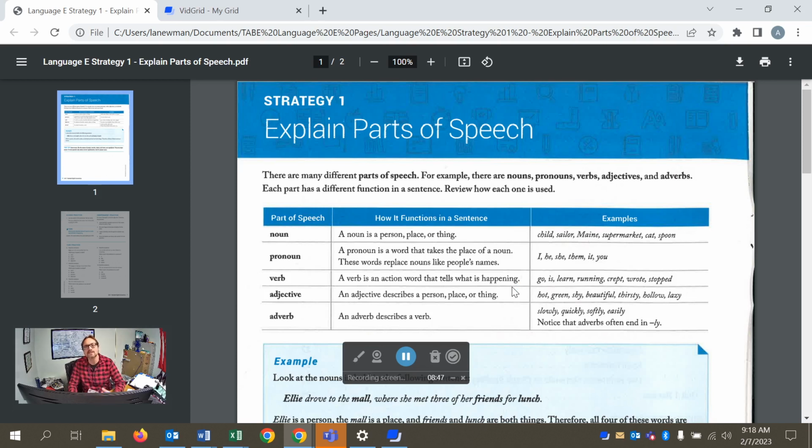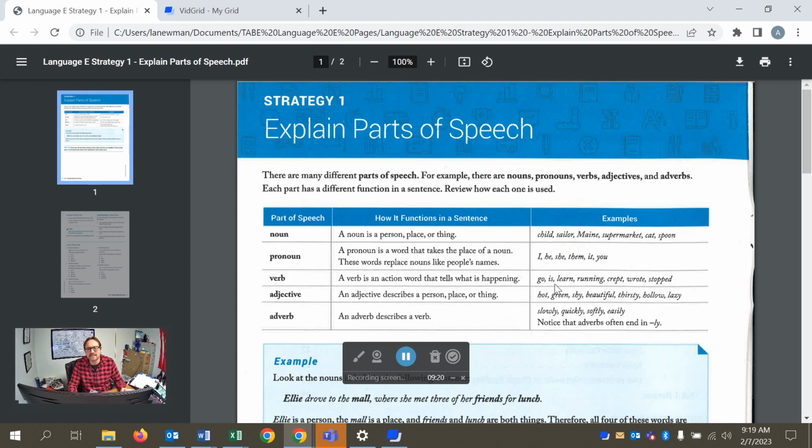Many of them are regular, like I walked, I talked, but some of them are irregular, as we'll see going forward. I grow, I grew. We don't say growed. We say I grew, an irregular verb. This classifies action words like go, learn, run, creep, wrote. Some of these are in past tense, stop or stopped. The verb is that I skipped over, like I said, is one of those state of being verbs.